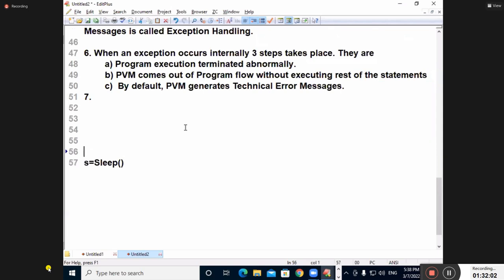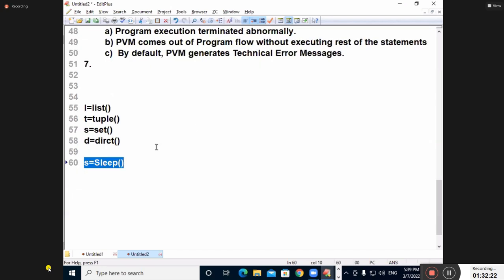How do you create an object of list? L is equal to what? How do you create a tuple? Tuple of? How do you create a set? Set of? How do you create a dict? Dict of? How do you sleep? S is equal to sleep of. How do you create a list? L is equal to list of.